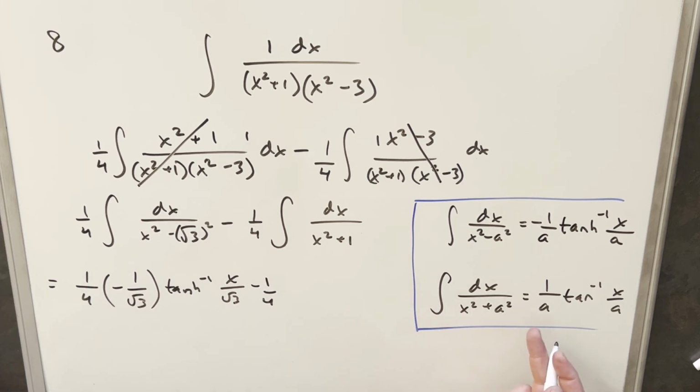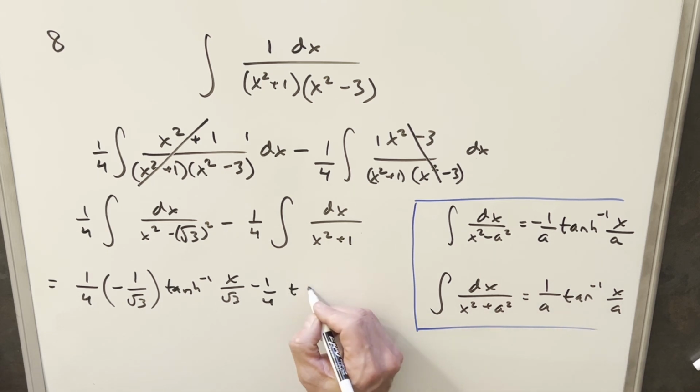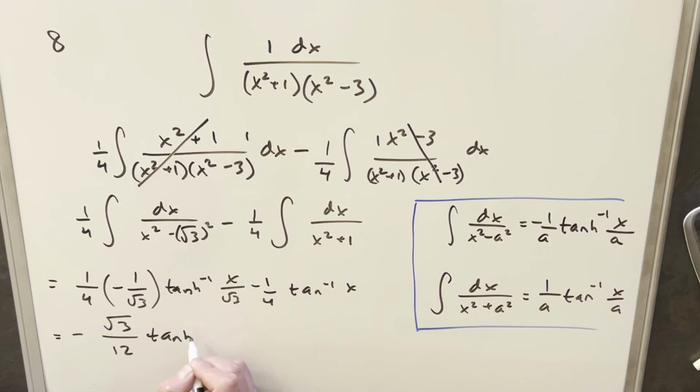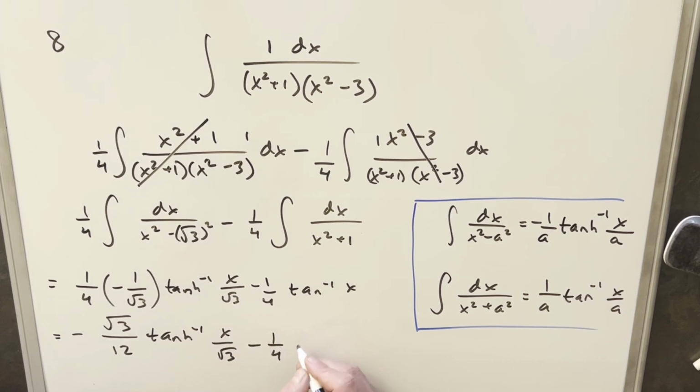Now our a value is just going to be 1, so we don't really worry about that, because we're going to have 1 over 1. That's nothing. So this is just going to be arctan of x. And then I'll multiply these two together and simplify it. So I'll have a minus out front. I'll rationalize it with the square root of 3, so we can write this as square root of 3 over 12, inverse hyperbolic tangent of x over square root of 3, minus 1/4 arctan of x, plus c, and that's it.